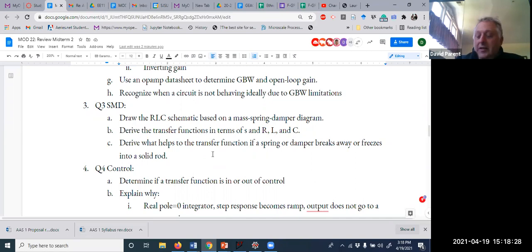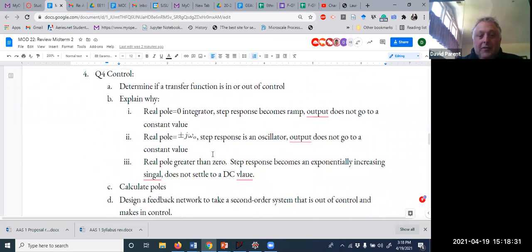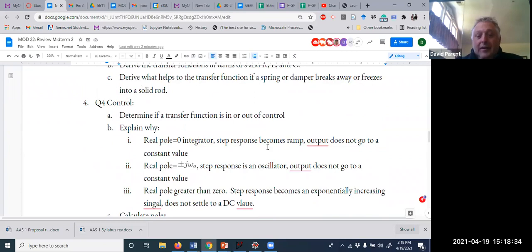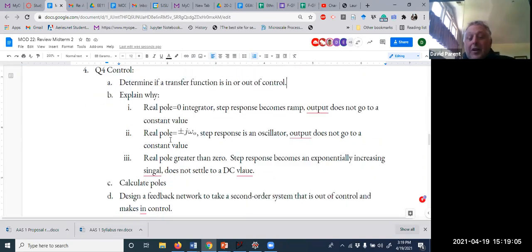Then the fourth question is control. You get a transfer function, and is it in or out of control? I can guarantee that every transfer function on the exam is out of control, but you have to explain why. You can't just say Descartes' rule. Instead, say there's a real pole at 0. That means it's an integrator. The step response will become a ramp. Output doesn't go to a constant value. That's the whole explanation.